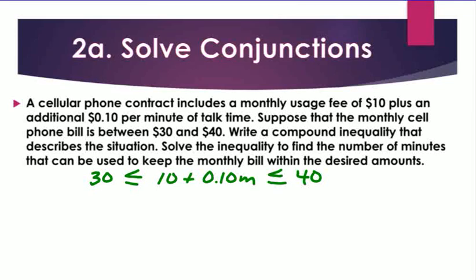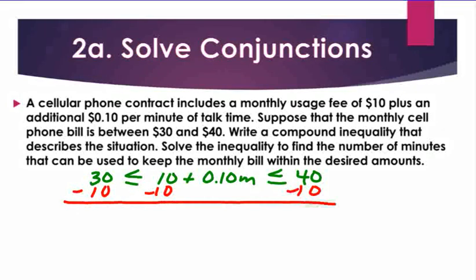Now that I have everything written as my inequality, I just solve for m. So I always start in the middle, with the term that does not have a variable. The opposite of adding 10 is subtracting 10, and I do that on all three parts. 30 minus 10 is 20, which is less than or equal to 0.10m, which is less than or equal to 30.